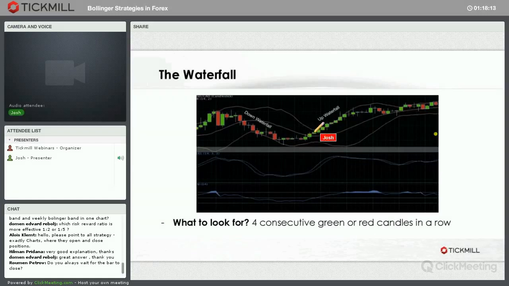Here on the waterfall, the entry is after 4 candles being identified. The stop loss is at the moving average. The take profit is twice the stop loss or 3 times the stop loss, depending on your risk-reward. So it could be here or here, depending on pips.